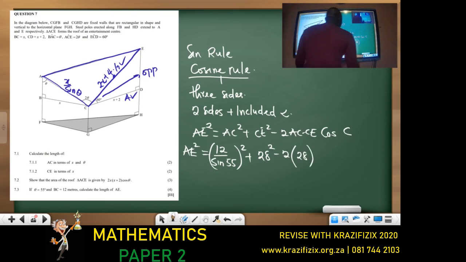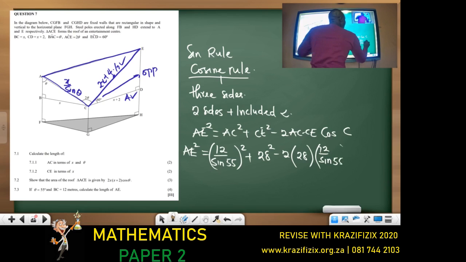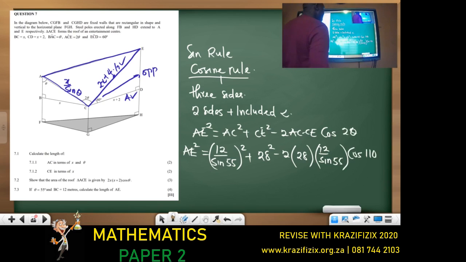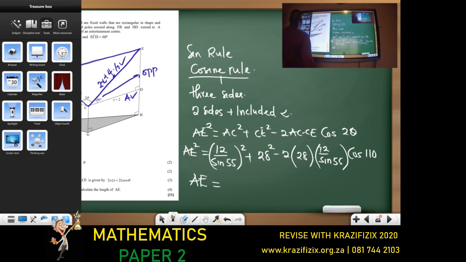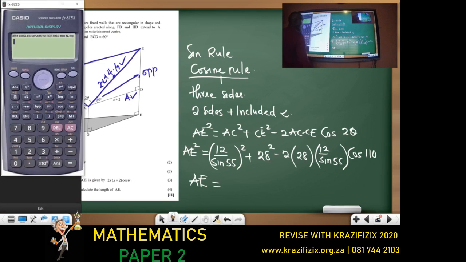Alright, let's deal with this section now. What is my CE? 12 over sine 55 cos 110. I could just change this to 2 theta. And our theta is 55. Alright, I think we can put all of this in a calculator and get a final answer. Let's get a calculator quickly here. What do we have?